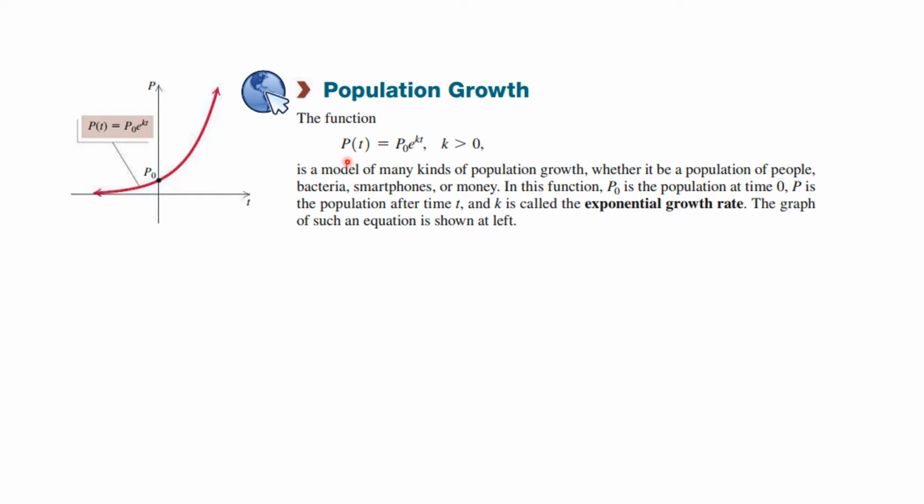So if I have a function p representing the population, P of t is equal to P0, where P0 is the initial population at time 0, times e to the kt, and k is positive, meaning the curve is going to look like this. This is a model for many kinds of rapid population growth, whether it be population of people, bacteria, smartphones, or money. k is called the exponential growth rate.